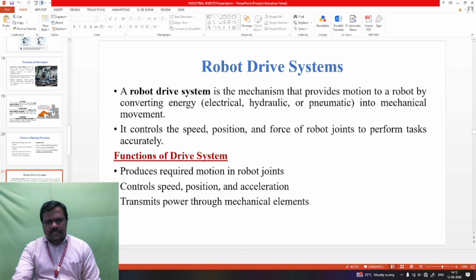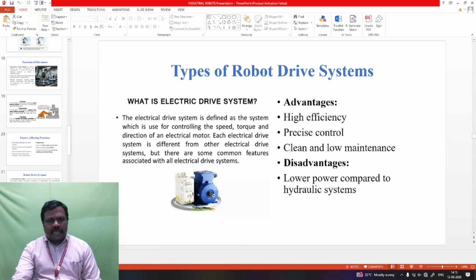Functions of the drive system: it produces the required motion in robot joints, controls speed, position and acceleration, and transmits power through the mechanical elements. Here there are three types of robot drive system: electric drive system, hydraulic drive system, pneumatic drive system.